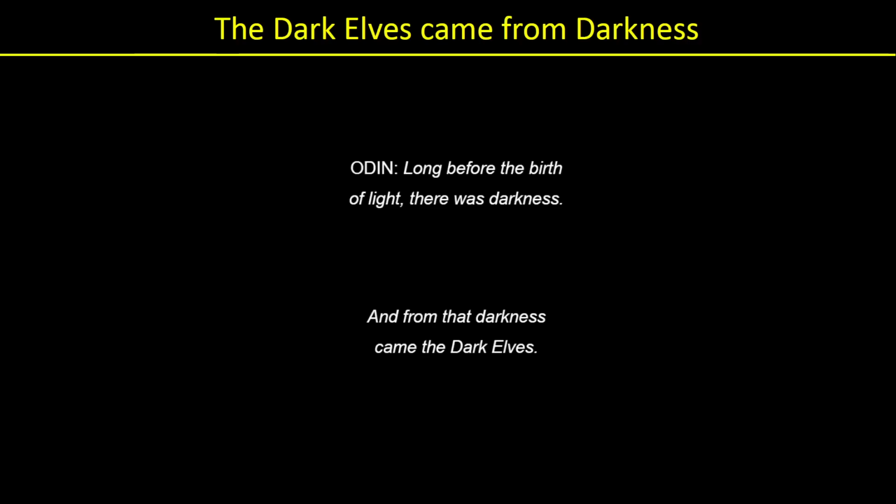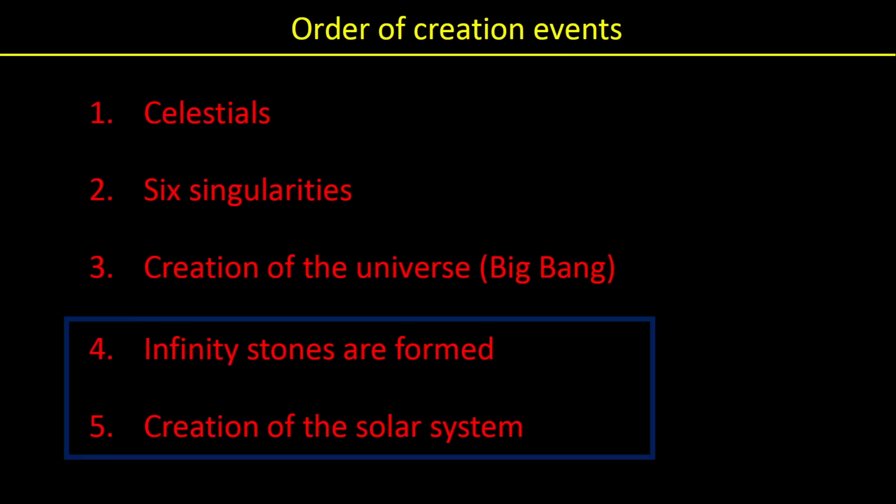But the Dark Elves, we learn, came from darkness. Odin in Thor: The Dark World says, "Long before the birth of light, there was darkness, and from that darkness came the Dark Elves." Now, we don't know what he means when he says before the birth of light. Does that mean before the solar system? Does it mean before the universe? Or does it even just mean before Asgard? It's not real clear.